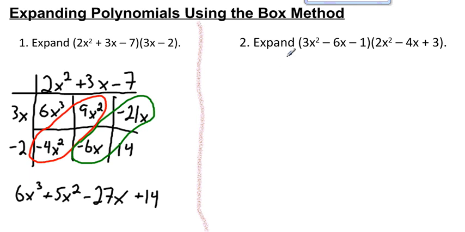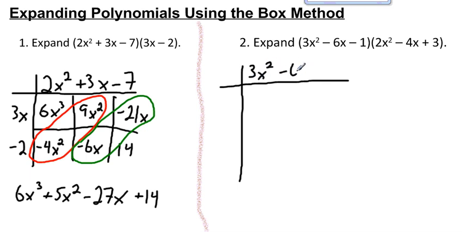Moving over to question 2. In question 2, we have a trinomial multiplied by another trinomial. So again, we're going to set up our box. Across the top, we'll put our first polynomial, 3x squared minus 6x minus 1. And then across the side, we'll put our second polynomial. So we have a 2x squared minus 4x plus 3. And again, we'll create our box.